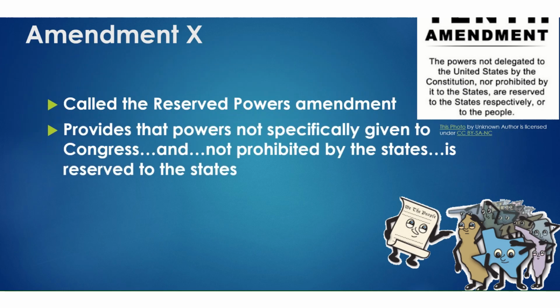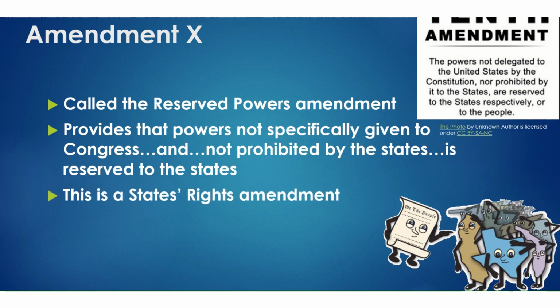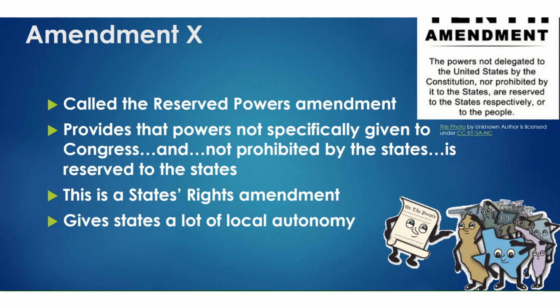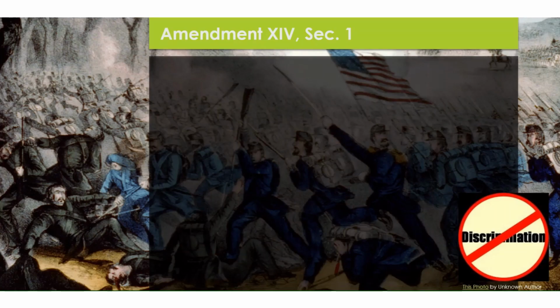So it provides that any power not specifically given to Congress and not prohibited to the states is reserved to the states. This is referred to as the States' Rights Amendment. It gives states a lot of local autonomy. Now, the last thing I want to look at, and we're going to look at this more closely when we take a look at civil rights in federal government.